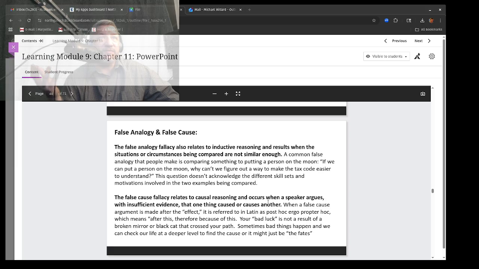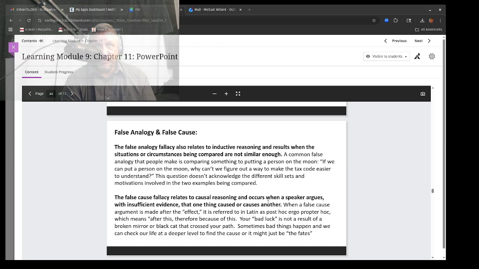The common false analogy that people make is comparing something to putting people on the moon. If we can put a person on the moon, why can't we figure out a way to make this happen? Whatever this is, right? The question really doesn't acknowledge it's two completely different things, two things that aren't related. But we hear people saying, well, it's not rocket science. Well, no, it's not, but it doesn't mean it's easy to everyone.